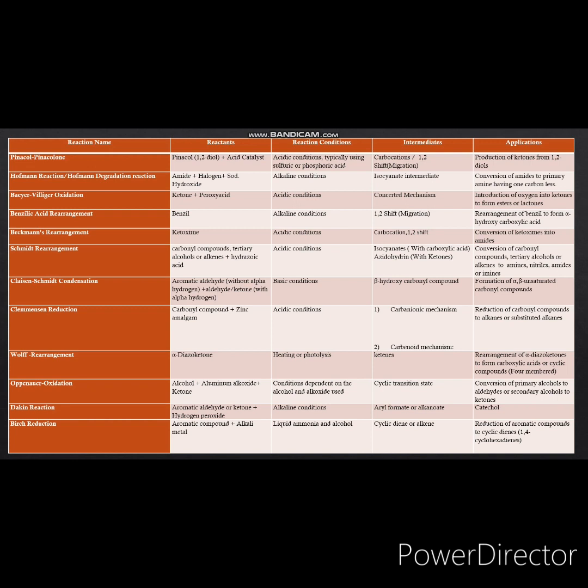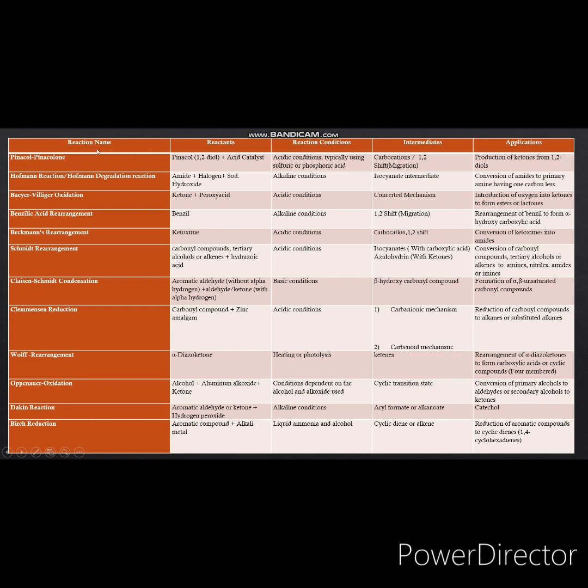So you can remember all the reactions. You can write it down. You can take a print of it, and it is for revision as well as for comparative study of these rearrangements or reactions. So you see this. This is the pinacol-pinacolone rearrangement.